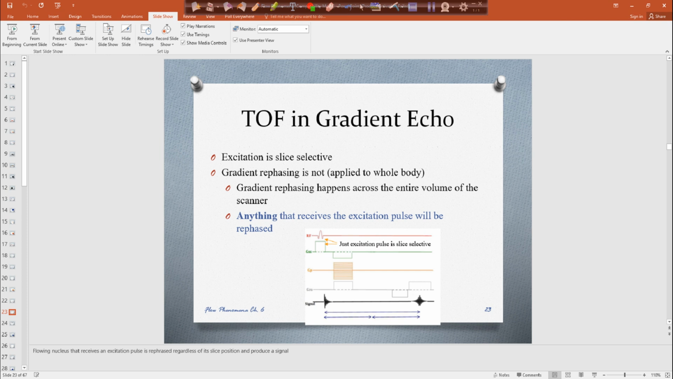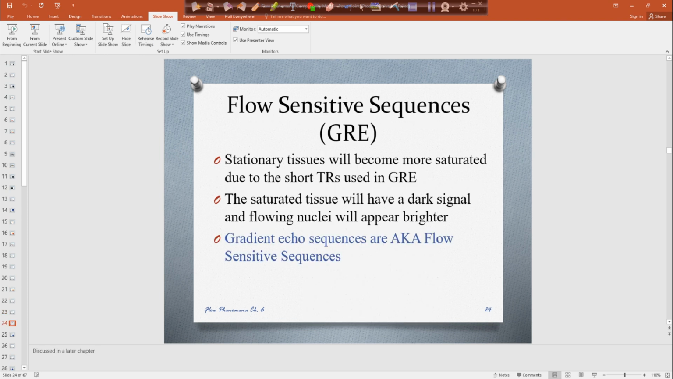So flowing nucleus receives an excitation pulse and is rephased regardless of its slice position and produces signal. So it will create a flow-related enhancement. So anything that receives an excitation pulse will be rephased. So that's why typically gradient echo pulse sequences are also sometimes referred to as flow-sensitive sequences.